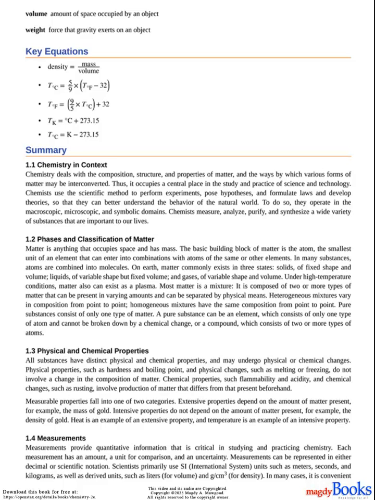B. Key equations. 1. Density equals mass over volume. 2. T(°C) = 5/9 × (T(°F) − 32). 3. T(°F) = (9/5 × T(°C)) + 32. 4. T(K) = °C + 273.15. 5. T(°C) = K − 273.15.